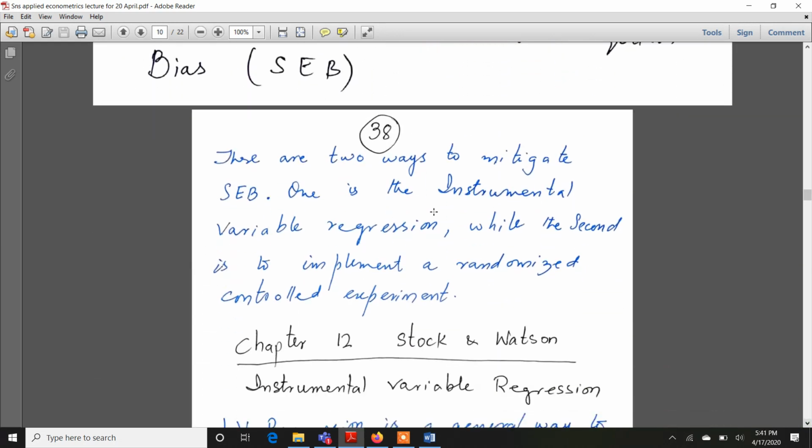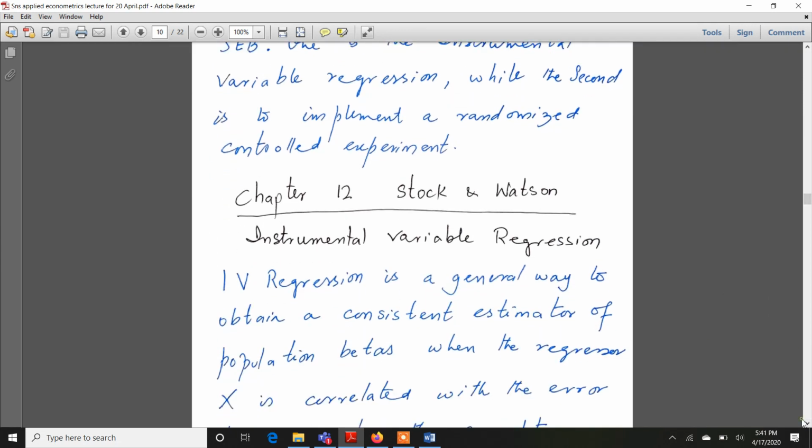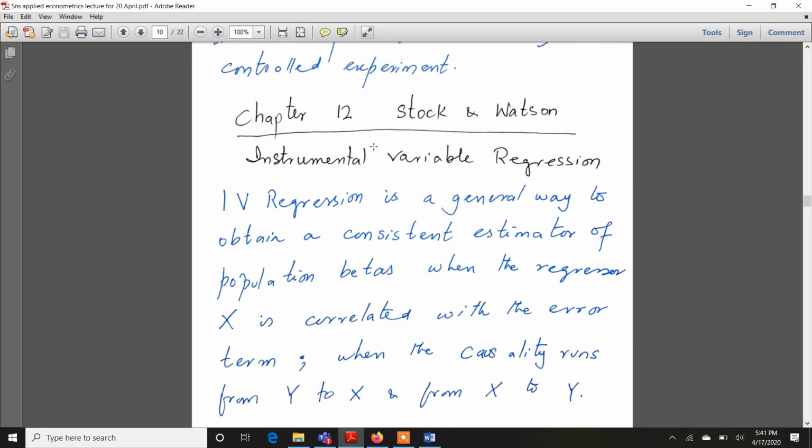There are two ways to control or mitigate simultaneous equation bias, which I have abbreviated here and onward as SEB. The first one is instrumental variable regression, which we will be discussing shortly, and the second one is to implement a randomized controlled experiment, which is currently not included in this video. So let's focus on instrumental variable regression, and this is from chapter 12 of the Stock and Watson regression book, right?